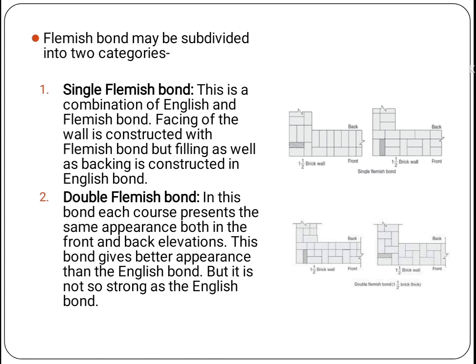Number 2, double Flemish bond. In this bond, each course presents the same appearance both in the front and back elevations. This bond gives a better appearance than the English bond, but it is not as strong as the English bond.